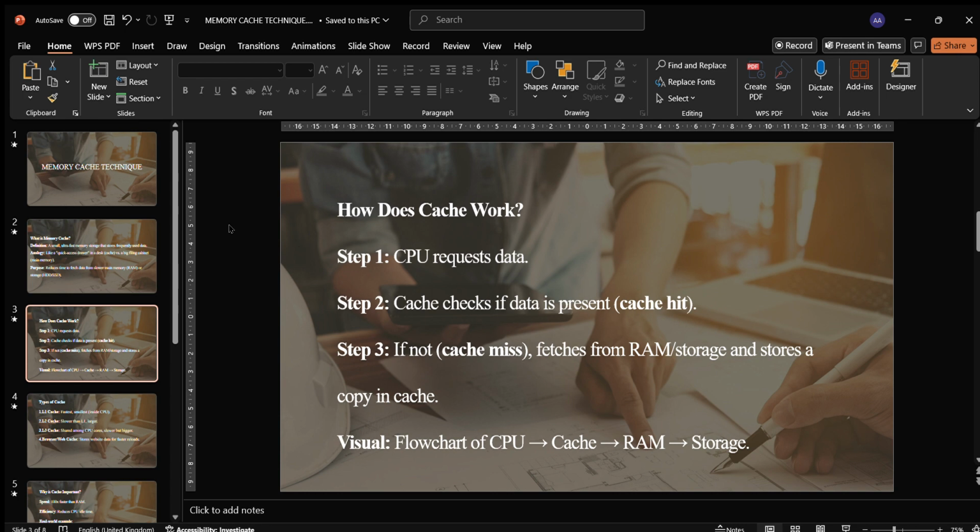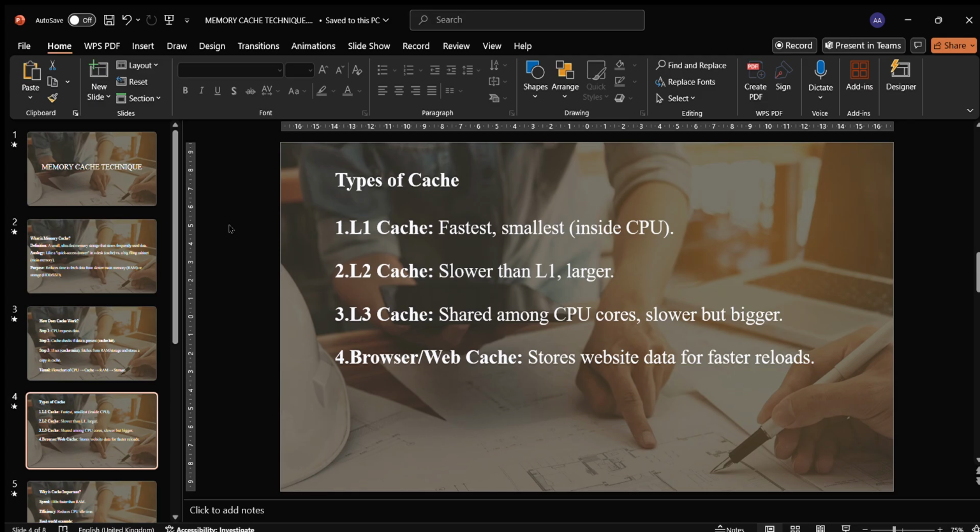How cache works: Step 1, the central processing unit, or the CPU, requests data. Step 2, the cache checks if the data is present or available. Step 3, if the data the cache requested is not available, it then fetches it from the RAM or storage and stores a copy in the cache. The visual flowchart of the data is from the CPU to the cache, and from the cache to the RAM and into the storage.